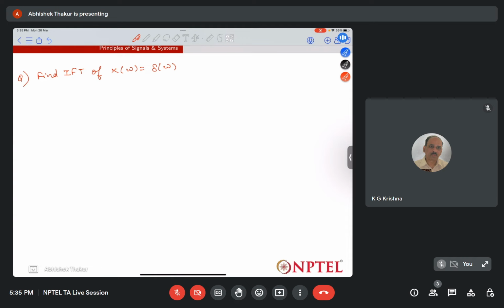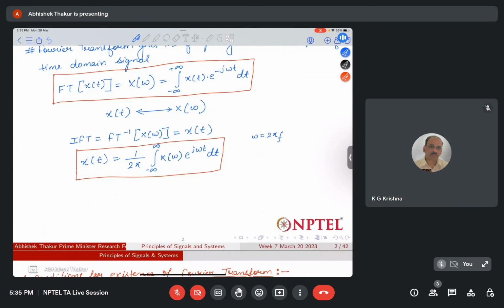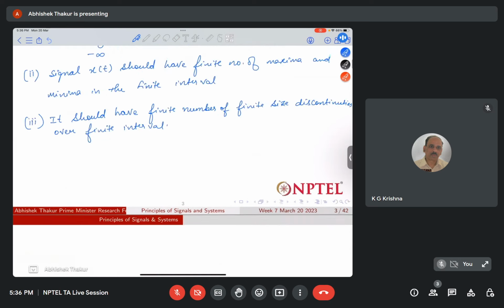So in this question, we have to find the inverse Fourier transform of X(omega) is equal to delta omega. We'll simply use the formula, that is x(t) is equal to 1 by 2 pi integral from minus infinity to plus infinity of X(omega), which is delta omega, into e to the power of j omega t d omega. This is the only formula I have written. Here I know that I have made one mistake, that's why I'm correcting it. Here it will be d omega, because this X is in terms of omega, so we have to integrate in terms of omega, and then only we'll get a result in terms of time t.